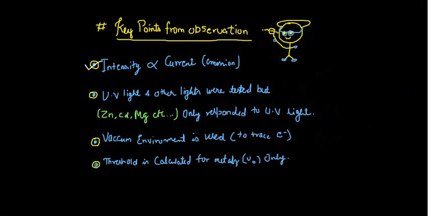Now let's come to the second point. UV light and other lights are tested. Remember, these are very high frequency, high energy lights. When our test is running, it worked upon zinc, cadmium, magnesium, and a few more like sodium, but it did not work on others. So it only responded to UV light in a particular case that we can test or use as our work.